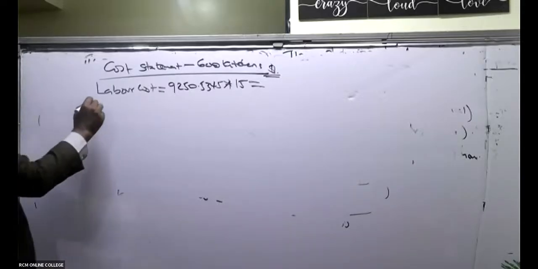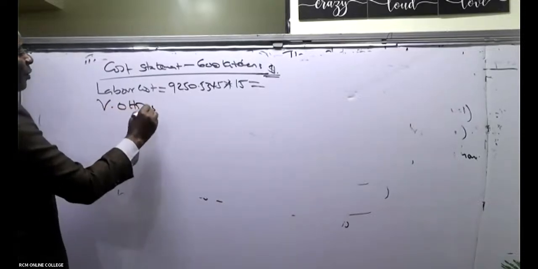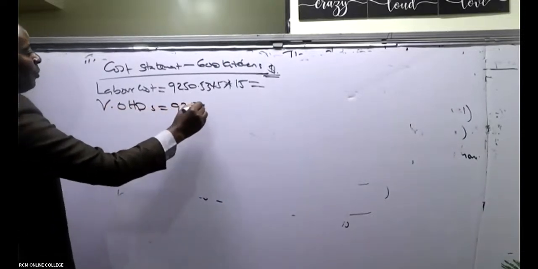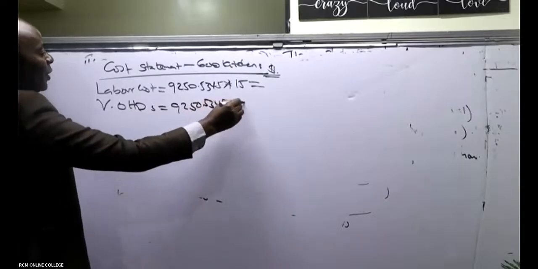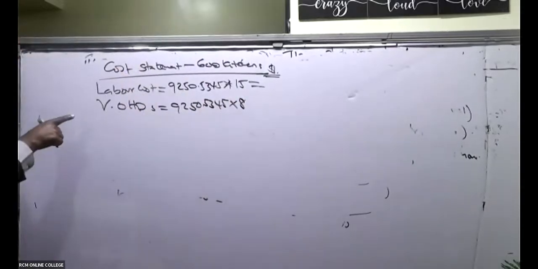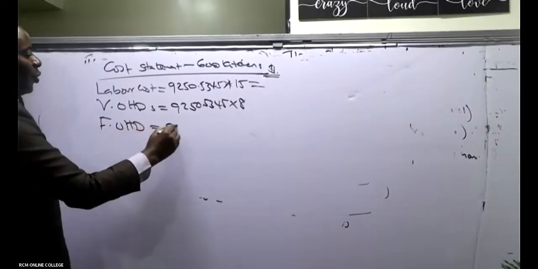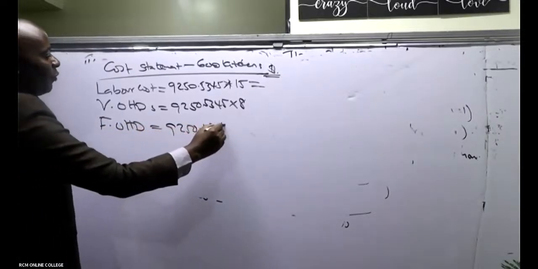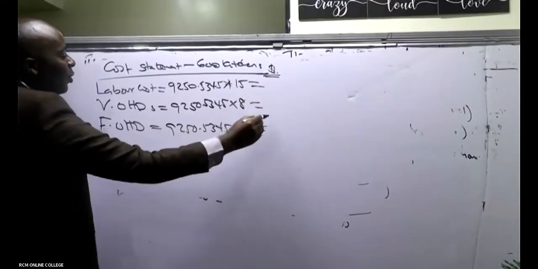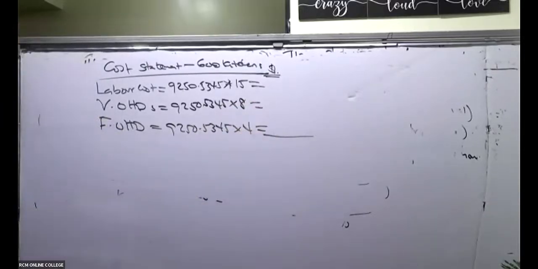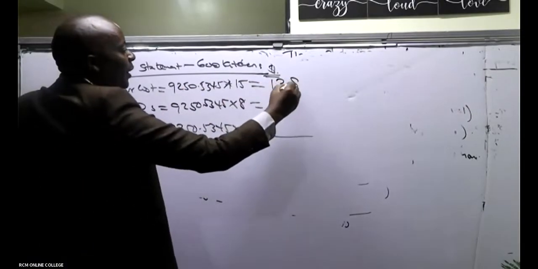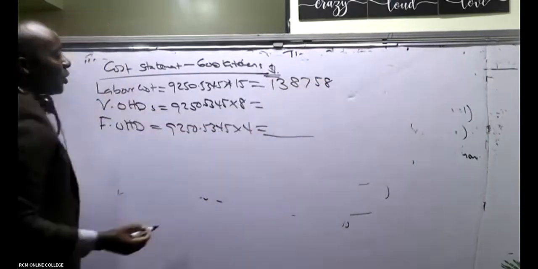Then we have variable overheads. Variable overheads, I can see it is 9250.5345, each hour is 8. Variable overhead is 8 each hour. Then we have fixed overheads, 9250.5345 times 4. Please give me all these figures very fast. So according to Juliana, the first one is 138,758. Thank you very much.